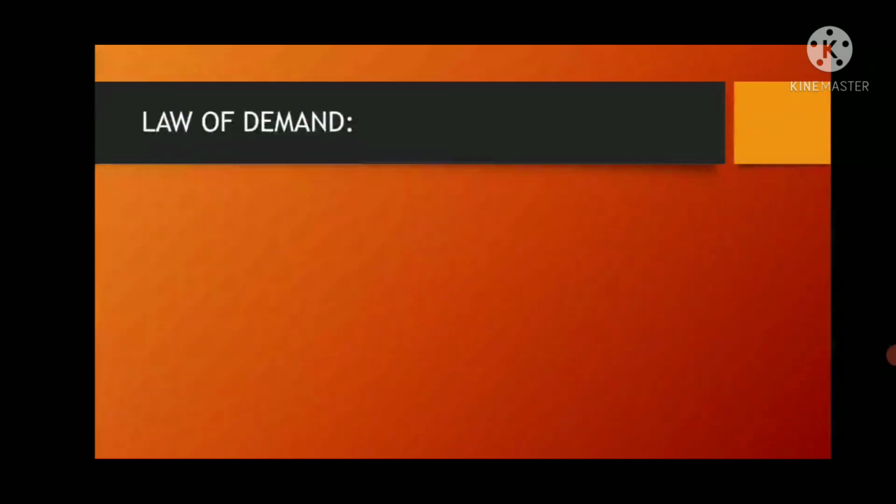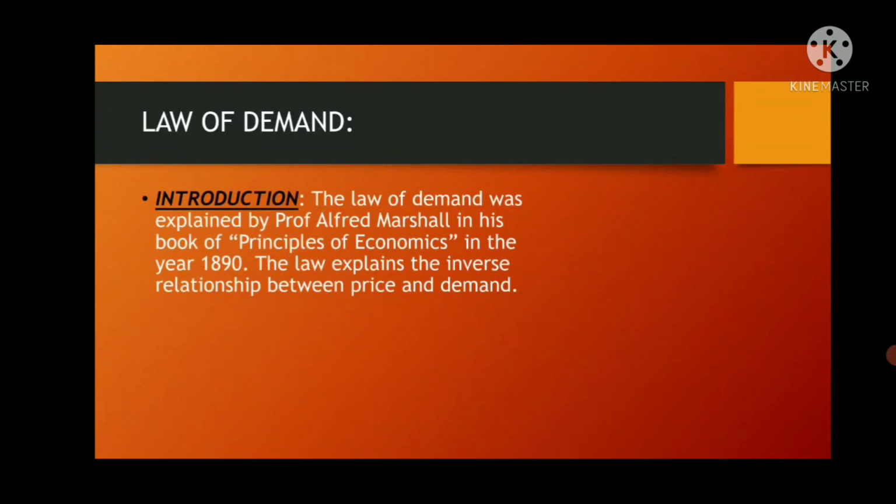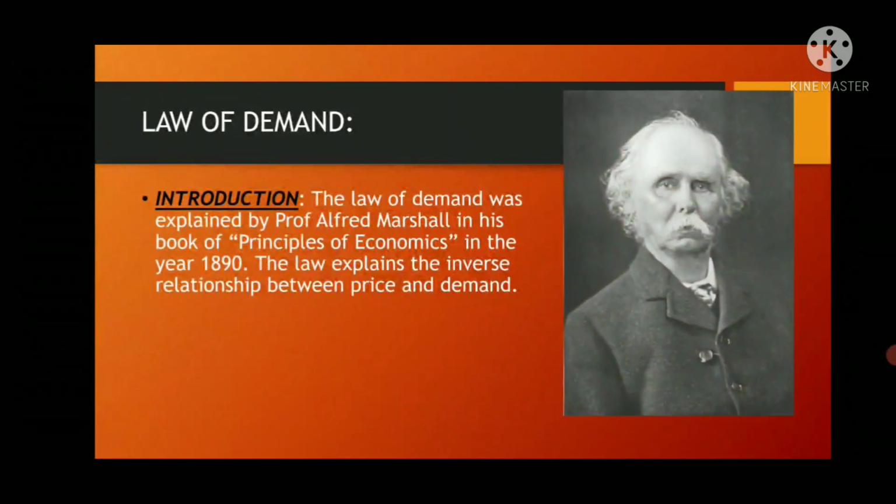Now let us have a look at a very important topic, that is law of demand. What is exactly the law of demand? Who has explained this law of demand? Let us try to understand. The law of demand was explained by Professor Alfred Marshall in his book Principles of Economics in the year 1890. The law explains the inverse relationship of price and demand, which we have seen just now in the individual demand schedule and individual demand curve. This law explains this relationship in detail. This is Professor Alfred Marshall who gave us this concept.